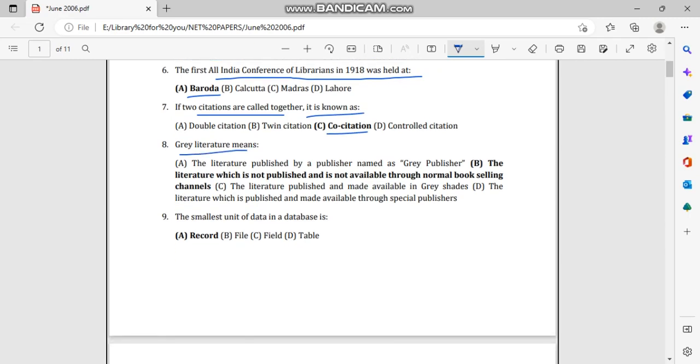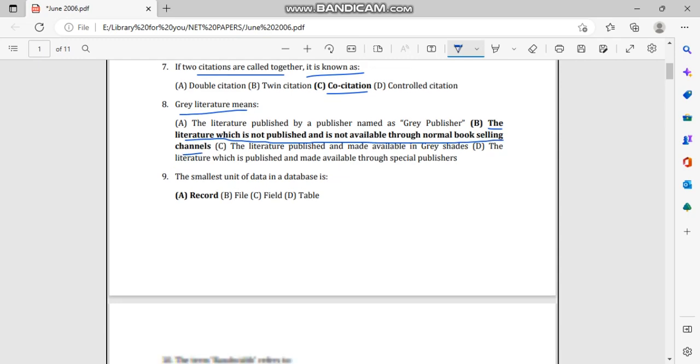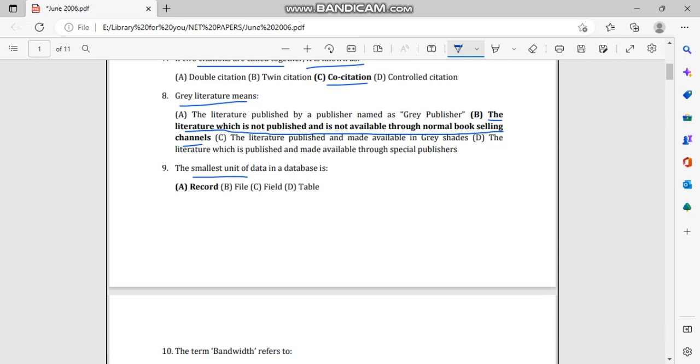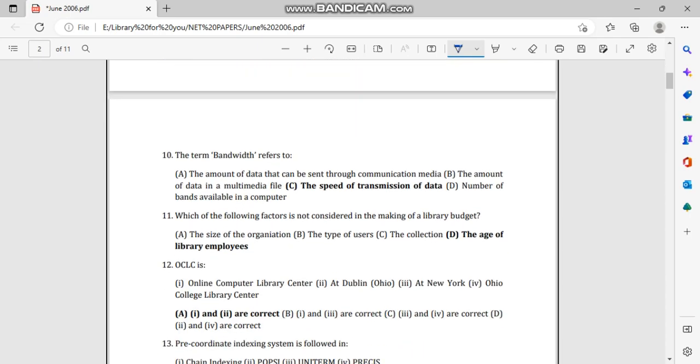Grey literature means the literature which is not published and not available through normal book selling channels. The smallest unit of data in a database is record. The term bandwidth refers to the speed of transmission of data.